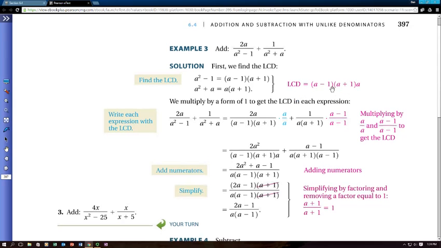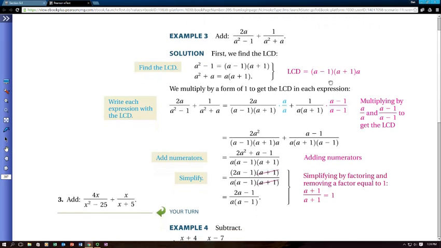Now I would leave this. I could multiply this all out and end up with a to the 4th minus a, or excuse me, a to the 3rd minus a. Sorry, I'm doing too much in my head there. But I would leave this prime factored because the prime factorization tells me what I need to multiply by.